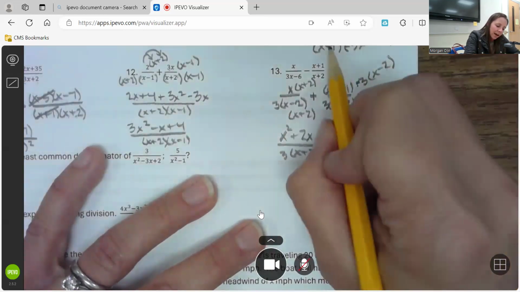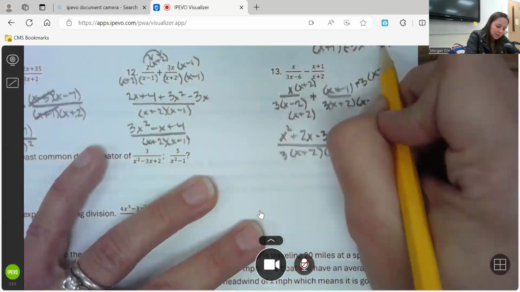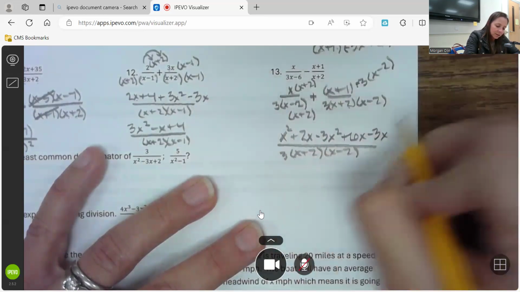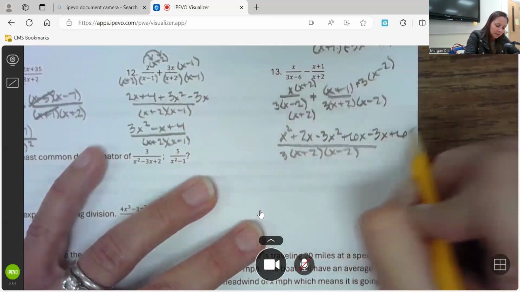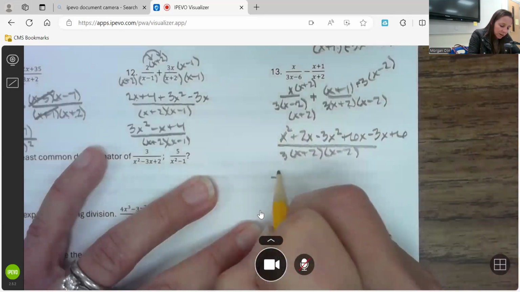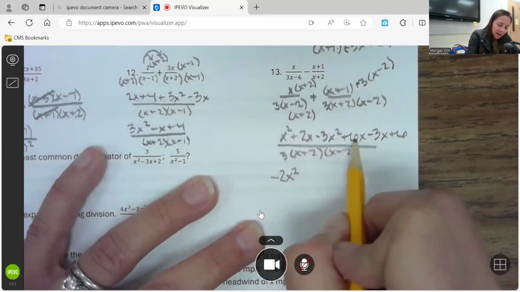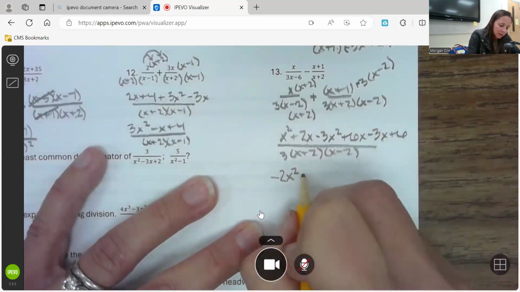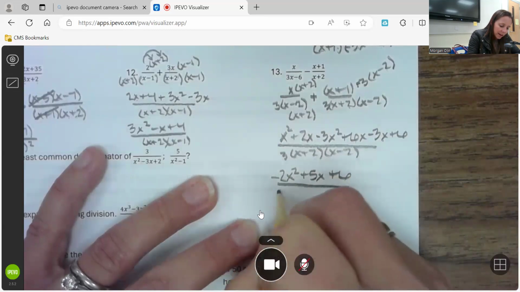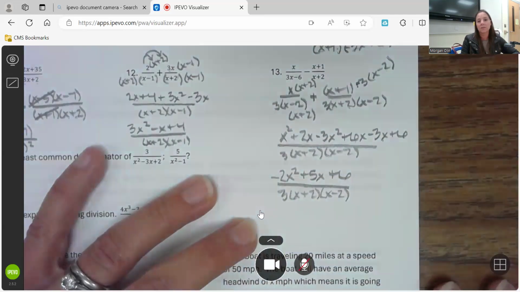And now we can multiply out. X times negative 3x is negative 3x squared. X times 6 is 6x. 1 times negative 3 is negative 3x. And 1 times 6 is 6. All right, so here, my like terms, x squared and negative 3x squared is negative 2x squared. All right, my x's, 2x and 6x is 8x, minus 3x is 5x, and then my only constant is 6. And again, graph the original one and graph your solution to see if they're the same graph.